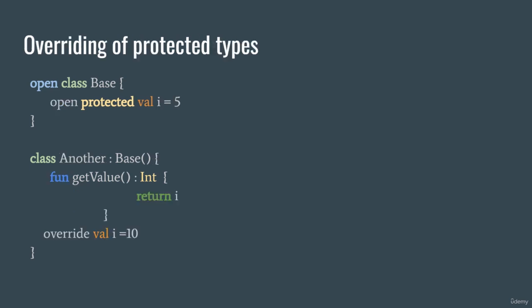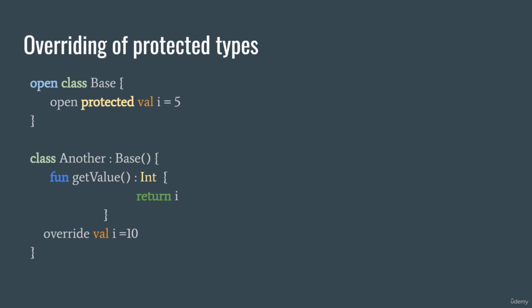Then another example, overriding of protected types. So here we have an open protected value. So now it allows us to override that value. Okay, so now we can override it. We cannot just only use it, but actually override it.